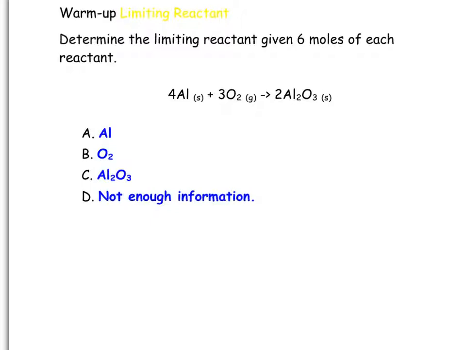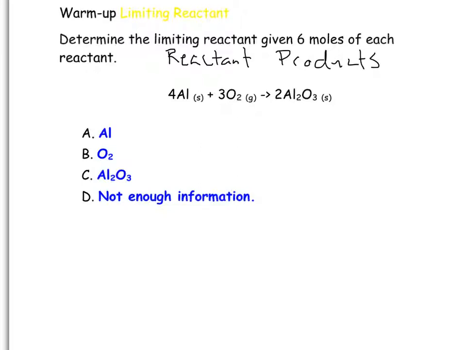Okay, hopefully by this point you have solved for this warm-up on your own. So what we are going to be doing is determining the limiting reactant if we are provided 6 moles of each reactant. So please remember that on the left side here are your reactants. That's what you have available. So these are your reactants, and then on the right side we have our products. So products are what can be produced.